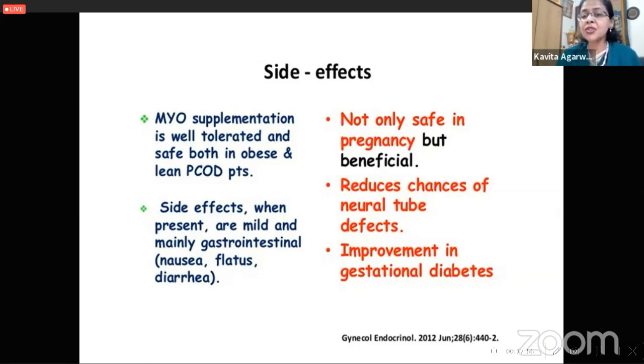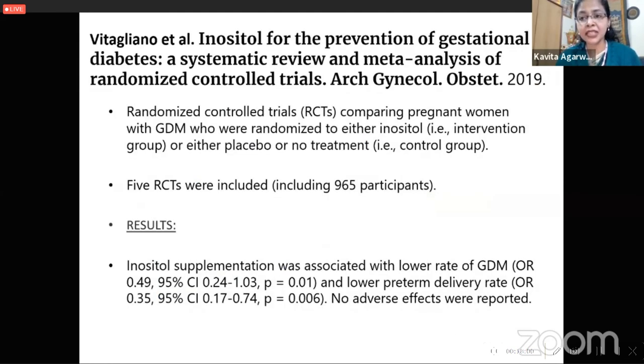It has been found to reduce the chances of neural tube defects and improve gestational diabetes. And this was a recent RCT in 2019, which found that inositol supplementation was associated with a lower rate of gestational diabetes and lower preterm delivery rates, and no adverse effects were reported.